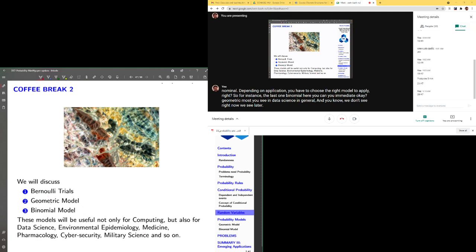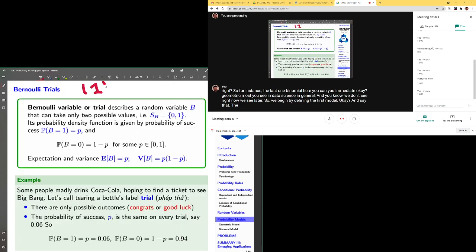So we begin by defining the first model. Okay, model 1, I can say the most simple probability model. This one was invented by Bernoulli, the son. Actually, they have the father and the son, two famous scientists, mathematicians from Switzerland. Invented in the second half of the 17th, beginning of the 18th century, okay?